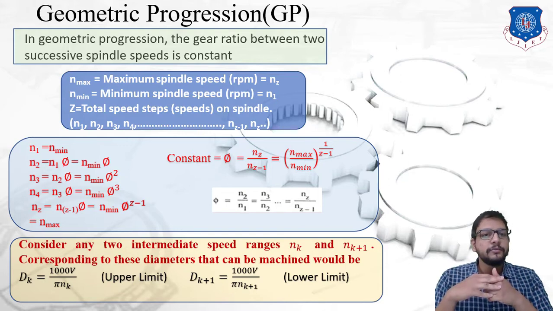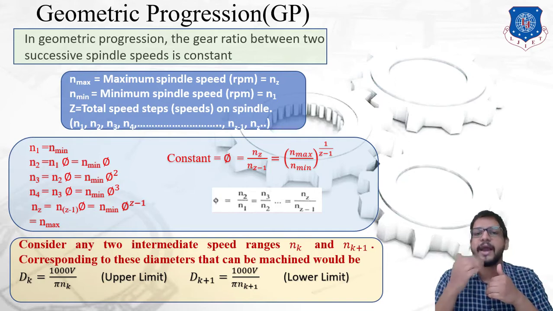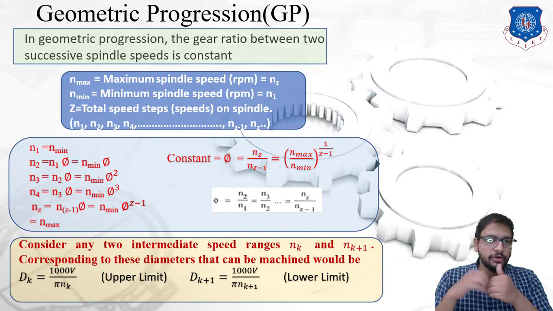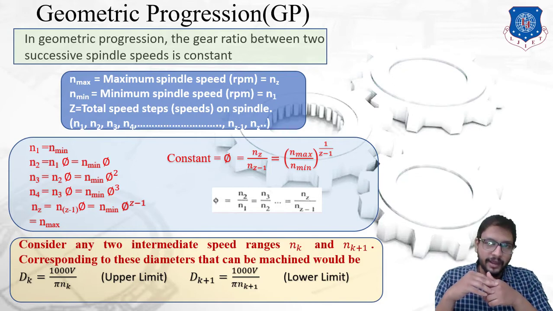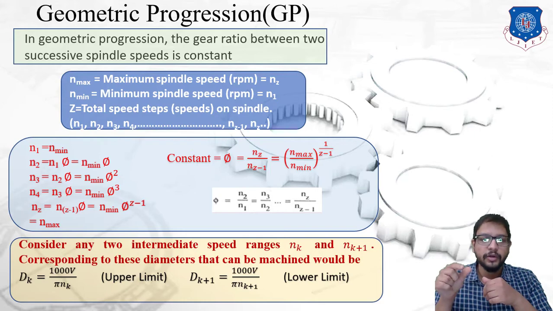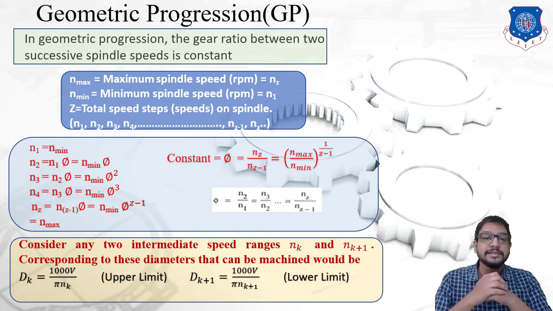Now we need to determine the speed steps, which means the successive speeds we need to determine. We have even done that in arithmetic progression. As you can see, N1 is the minimum speed, which is equal to N min. Now what would be N2? That we need to determine by the geometric progression law. According to our equation, phi is equal to N2 by N1. From that we can say N2 is equal to N1 phi, where phi is the gear ratio. Remember, it would be equal to N3 by N2, N4 by N3, and successively NZ upon NZ minus 1.